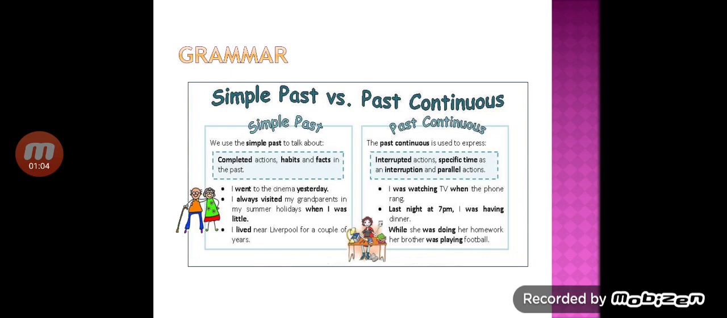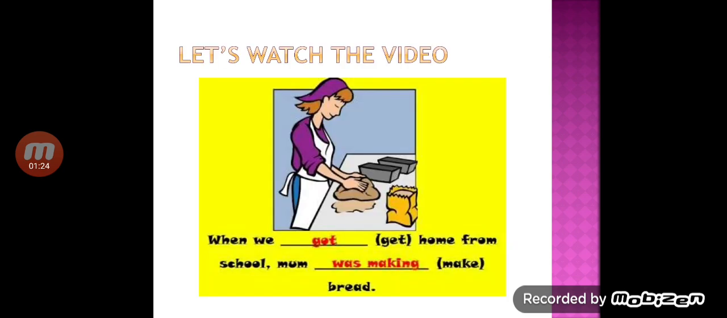For example, I went to the cinema yesterday. It is past simple. I was watching TV when the phone rang. The first part is past continuous. And the sentence after when, it is past simple. Let's watch the video.